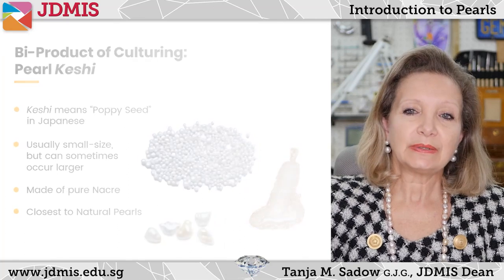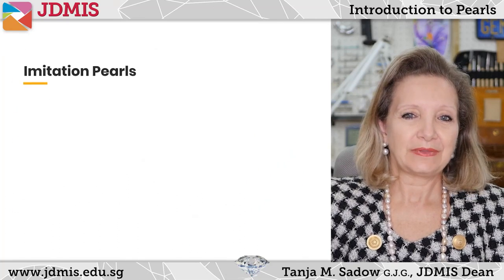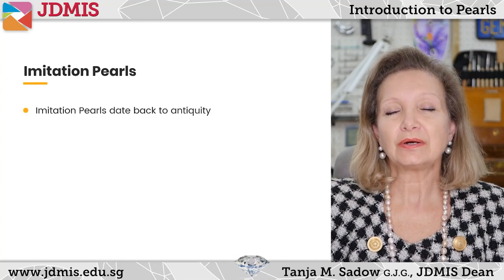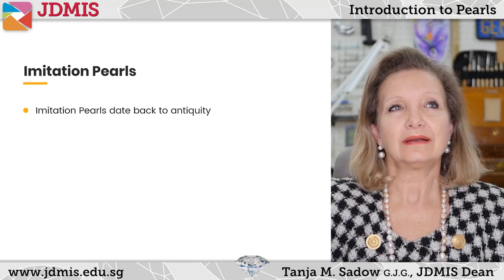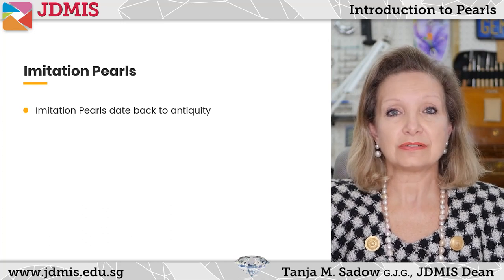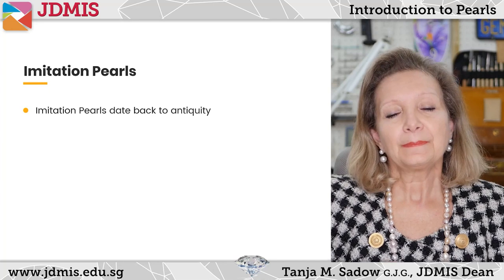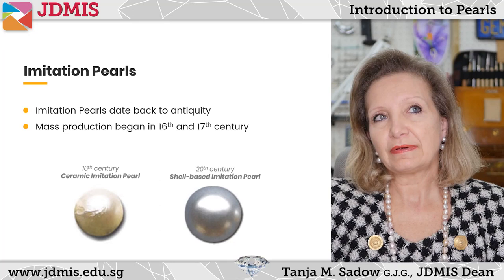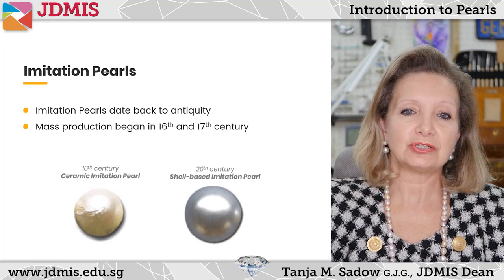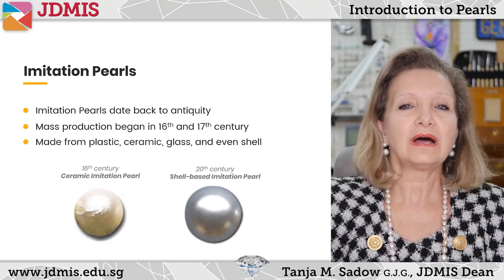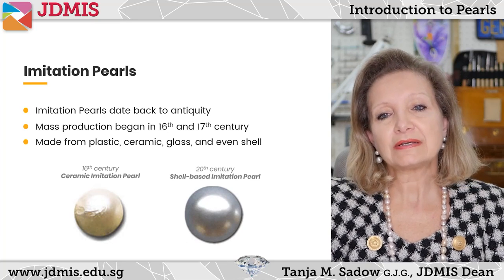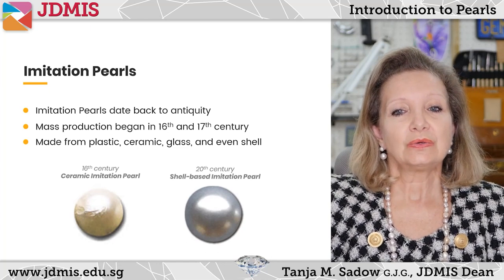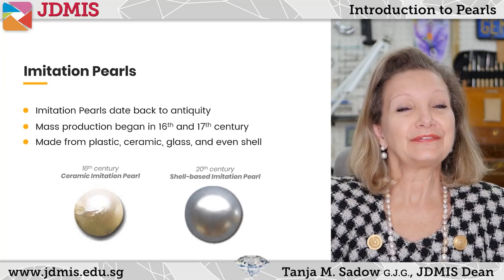Then I would like to talk a little bit about imitation pearls. Now, imitation pearls date back to antiquity because even the Egyptians were producing glass and faience back in 3000 BCE. But that being said, mass production of imitation pearls started around the 16th and 17th century. They were made from glass, all kinds of ceramics, and even later from plastic.